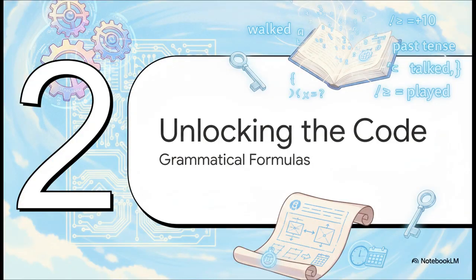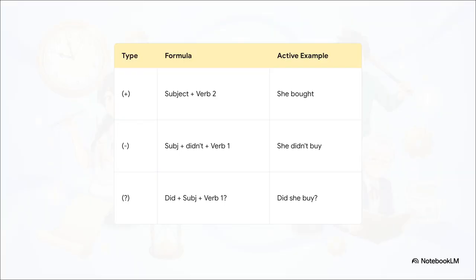Moving on to Section 2. Unlocking the code and those core grammatical formulas. Okay, so notice how the auxiliary verb did behaves here. If we look at the positive sentence type first, the formula is super straightforward. Subject plus verb 2, which is just the past simple form of your verb. So, she bought a new car last week.